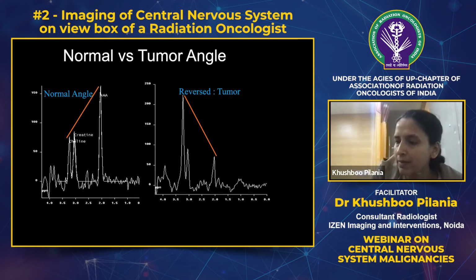We need to see what is the baseline value of that patient. If the baseline choline is also 220 and the integral value of choline in the lesion is also 220, then even though we have a reversed angle, what we are dealing with is not so aggressive.